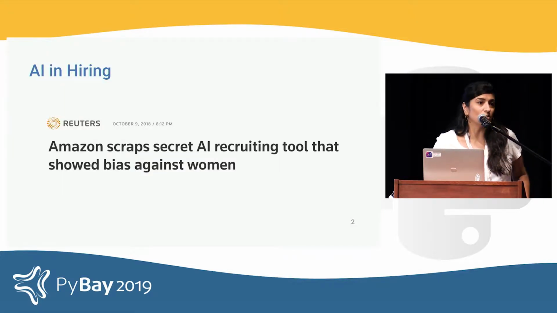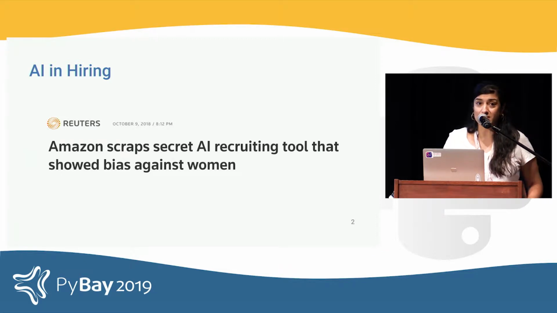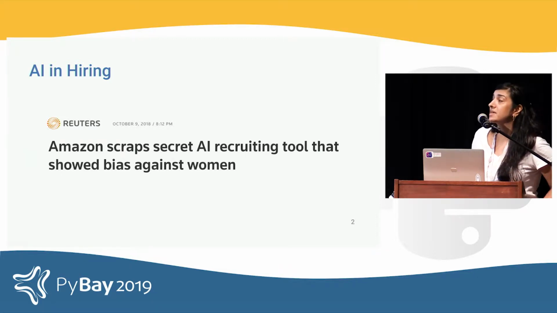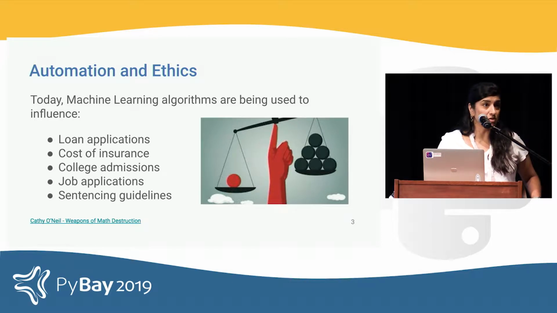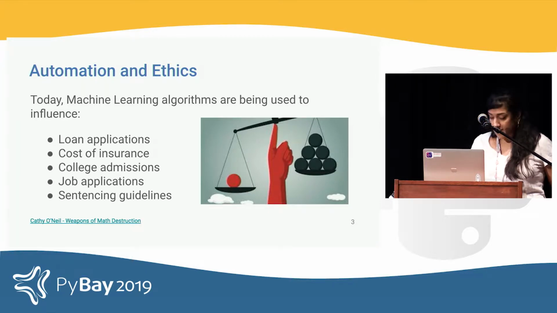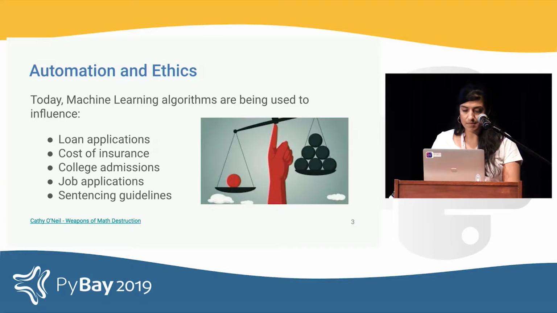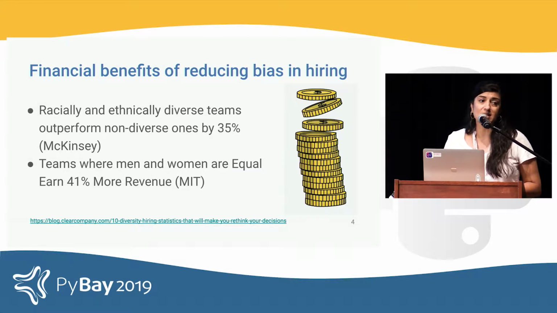So some of you might recall that last year, Amazon was forced to scrap an AI recruiting tool it was using because it was shown to be biased against women. This is just one example of the wider problem of bias in AI. So machine learning is being used at an ever-increasing rate to automate decisions that were previously made by humans, and many of these decisions can have life-changing impacts for people. So it's important to be fair, but the argument for reducing bias isn't just ethical, it's financial too.